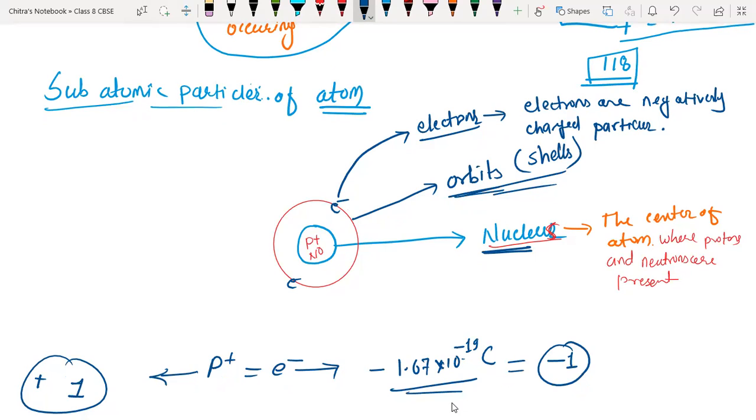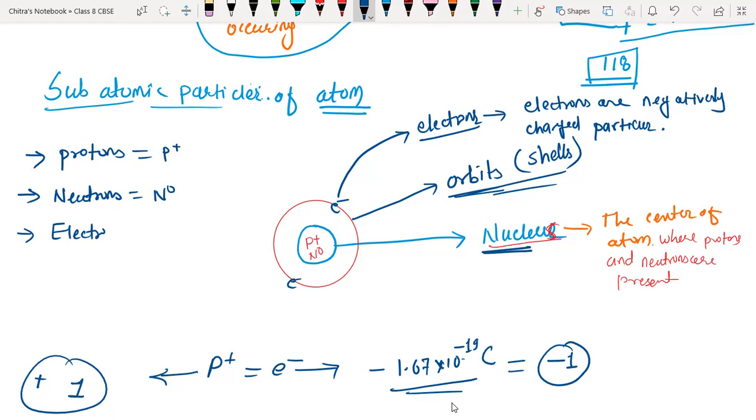Okay, so we have three basic particles. One is called proton, and protons are positively charged, so I'm just giving positive. Then we have neutron. Neutrons have no charge, so I'm just giving 0. And electrons.